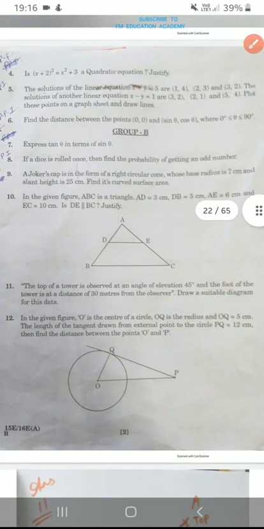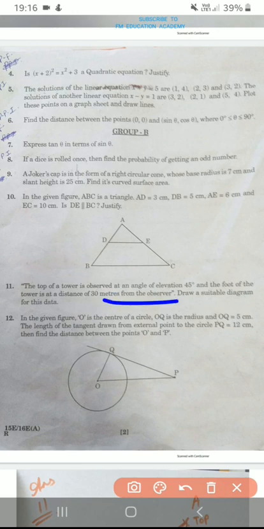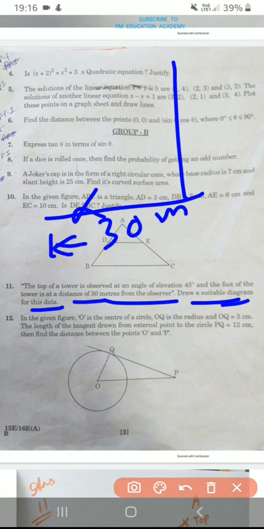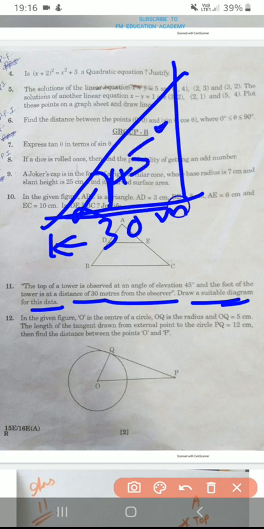11th question. The top of a tower is observed at an angle of elevation 45 degrees and the foot of the tower is at a distance of 30 meters from the observer. Draw a suitable diagram from this data. Here it is telling that there is a tower, and a person is standing at a distance of 30 meters from the foot of the tower, and the angle of elevation is also given, 45 degrees. Angle of elevation is always drawn above the horizontal. If this is my horizontal.